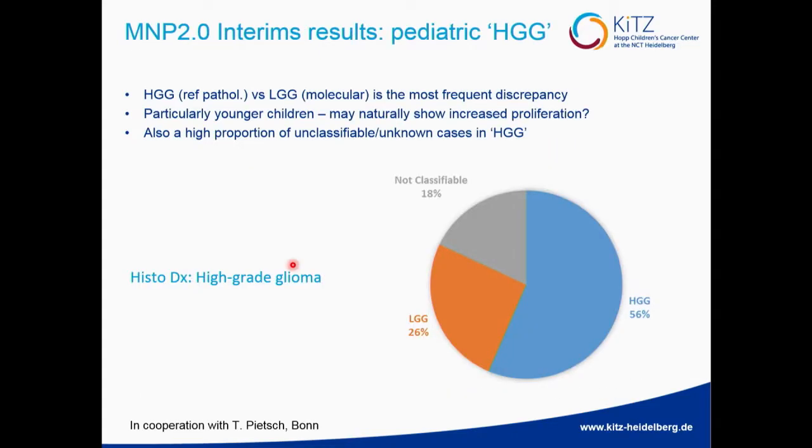And another glimpse at the interim data of this prospective study is when we look into what was called high-grade glioma in this pediatric population by reference pathology. We find this kind of puzzling result here that only about 50% of cases, in fact, molecularly turn out to be high-grade gliomas. About 1/4 would be called low-grade glioma, according to the molecular data. And we have this large group of unclassifiable cases, and I will get back to this in the examples of what we find in these little extra islands now, which might explain part of this.